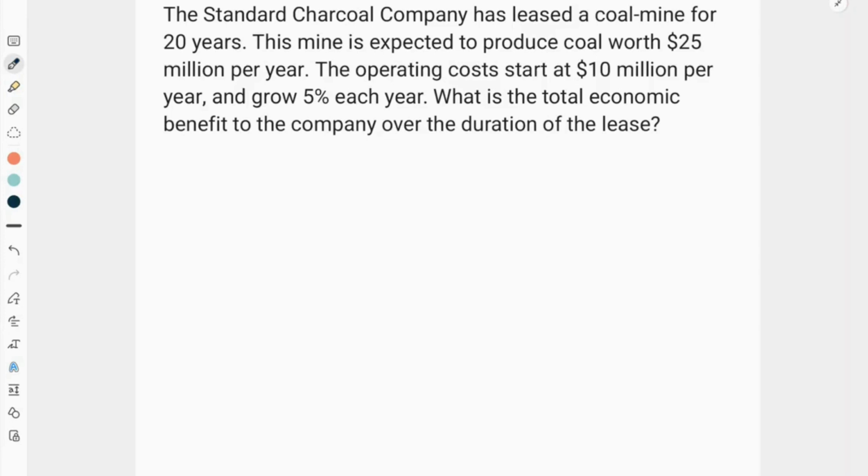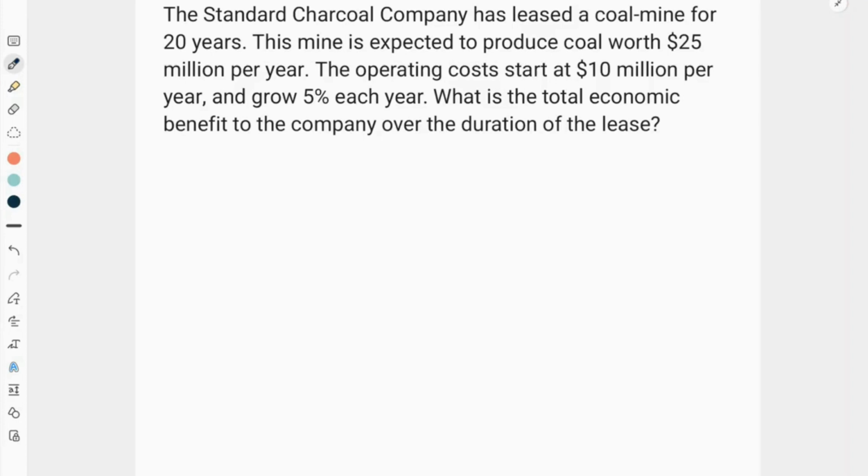So the Standard Charcoal Company has leased a coal mine for the next 20 years. This mine is expected to produce coal worth $25 million per year. The operating costs of this mine start at $10 million per year and they grow 5% each year. So what is the total economic benefit to the company over the duration of the lease?